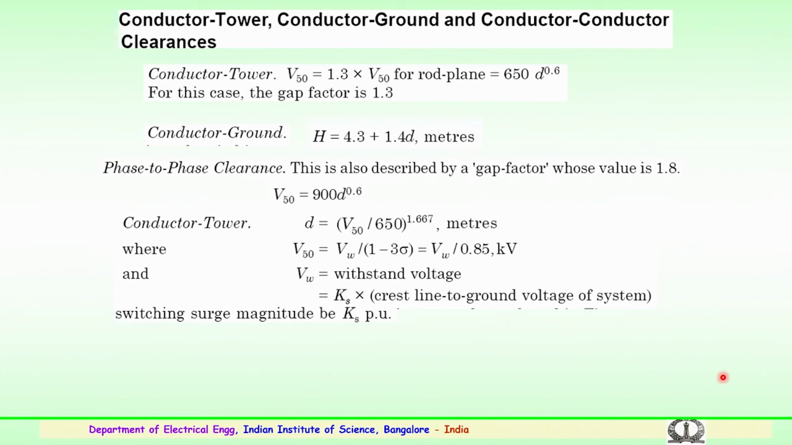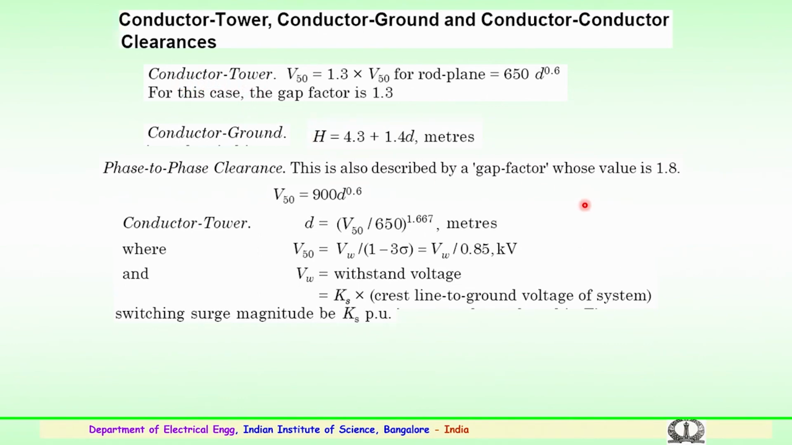So, while estimating the clearances for the conductor from the insulator string, that is the conductor to tower clearances, conductor to ground and conductor to conductor are very important, and utmost consideration has to be given and proper calculations have to be carried out. So, conductor to tower, how is it done?